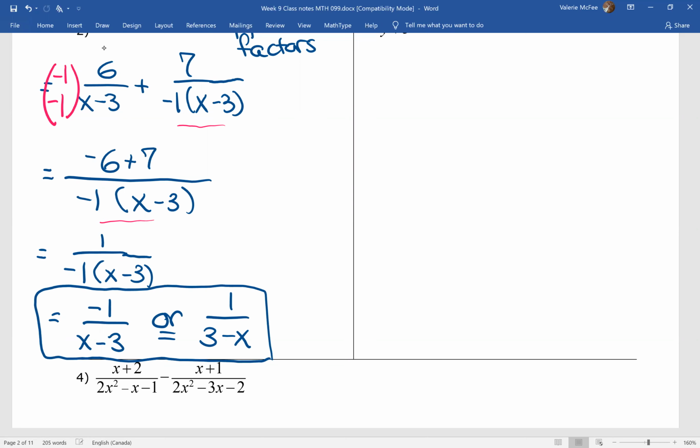We have a restriction. We see that x cannot equal 3 because 3 minus 3 would equal 0. If that was a tricky question for you, I would suggest rewinding, writing it on a new piece of paper and trying it again by yourself.